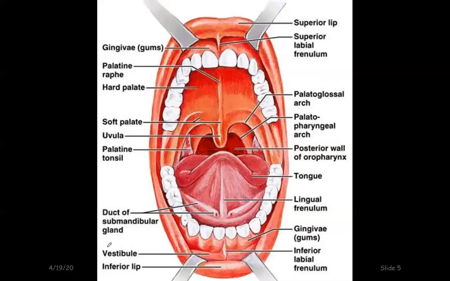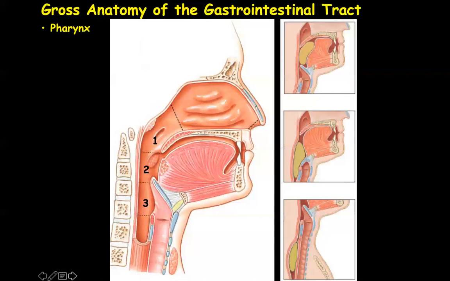So we'll keep looking and going down into the pharynx. We've already talked about the pharynx in the context of the digestive system and of the respiratory system. So you know that the pharynx is that common space through which both ingested material and inhaled air can pass. So it's a common passageway for the respiratory tract and the gastrointestinal tract.